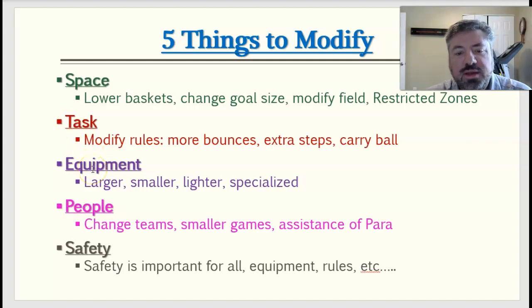Number 3 is equipment. How can we change the equipment? You might want to make the equipment larger, smaller. You might use lighter equipment if the equipment's too heavy. You might use some specialized equipment that you had to fabricate yourself. You might have to attach some equipment to a student's wheelchair. So consider all these different things you might do to modify your equipment.